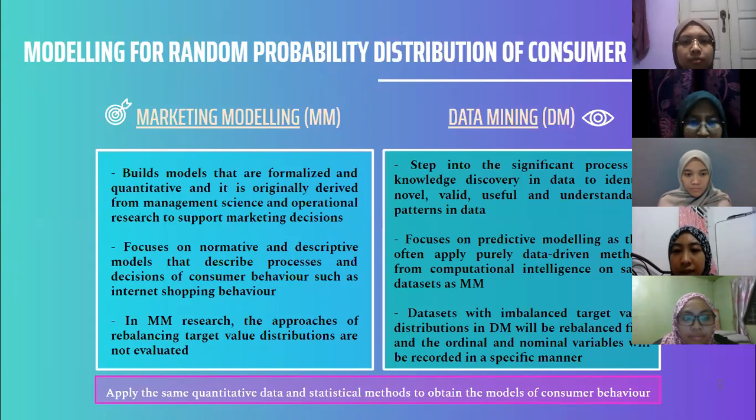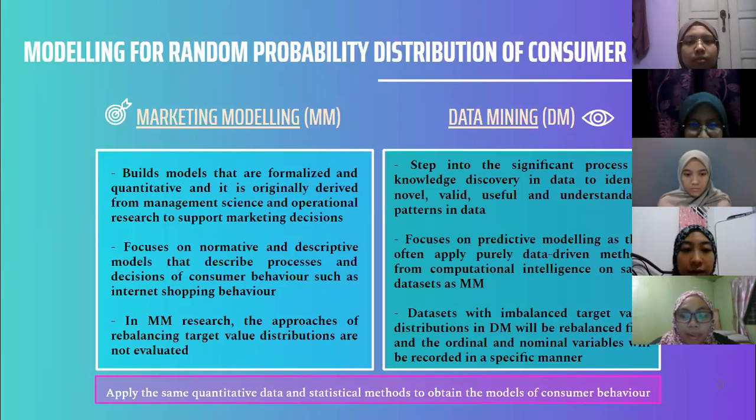Next, marketing modeling focuses on normative and descriptive models that describe processes and decisions of consumer behavior, such as internet shopping behavior, while data mining focuses on predictive modeling, as they often apply purely data-driven methods from computational intelligence on the same datasets as MM. So in MM research, the approaches of rebalancing target value distributions are not evaluated, while for DM, the datasets with imbalanced target value distributions will be rebalanced first, and the ordinal and nominal variables will be recoded in a specific manner.